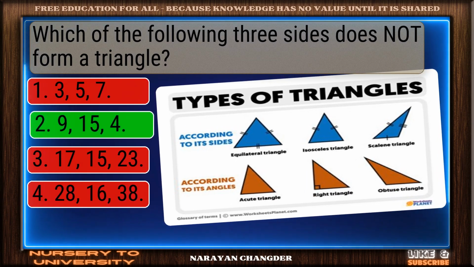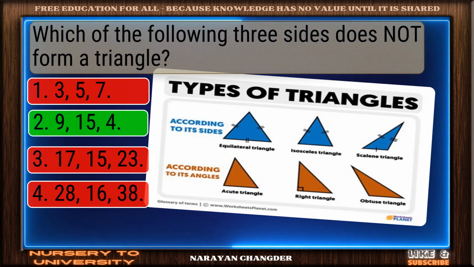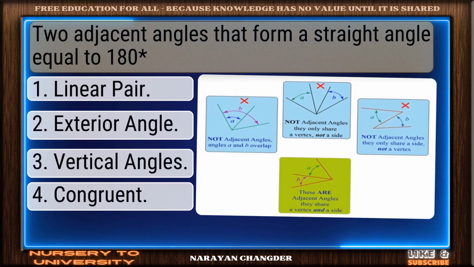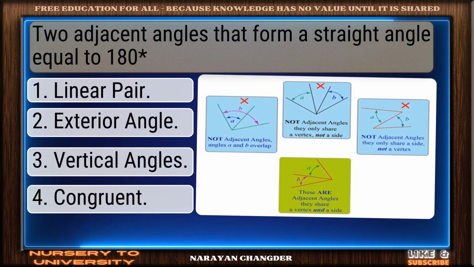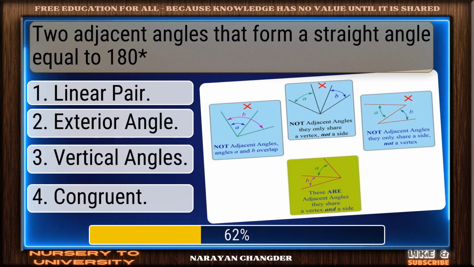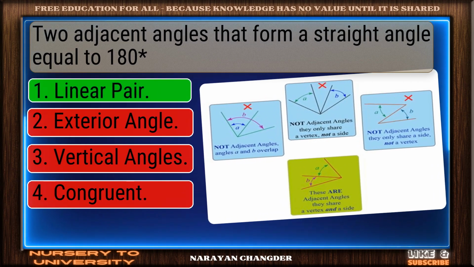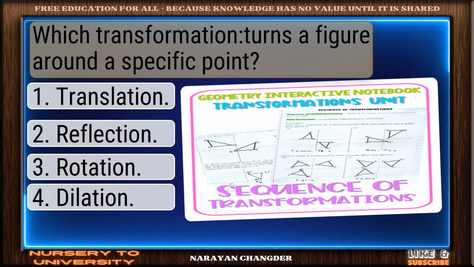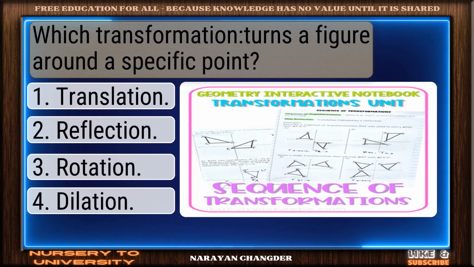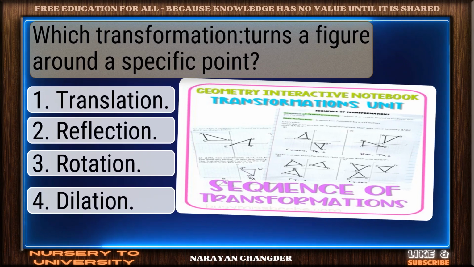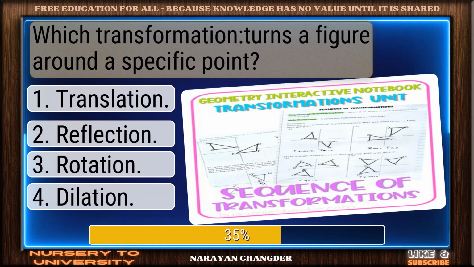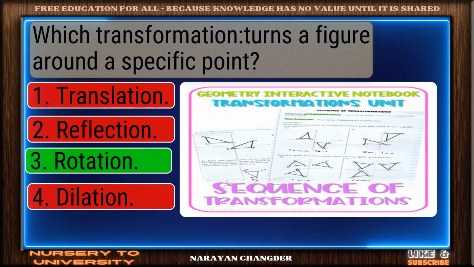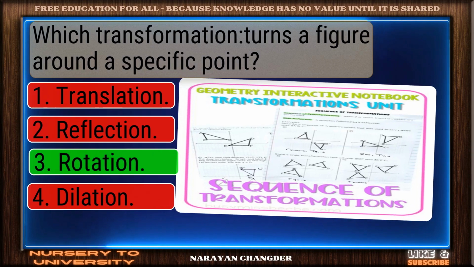Great job. 9, 15, 4 is the accurate answer. Question number 41. 2 adjacent angles that form a straight angle equal to 180. Strong choice. Linear pair is the right answer. Question number 42. Which transformation turns a figure around a specific point? You got it. Your choice, rotation, is right.